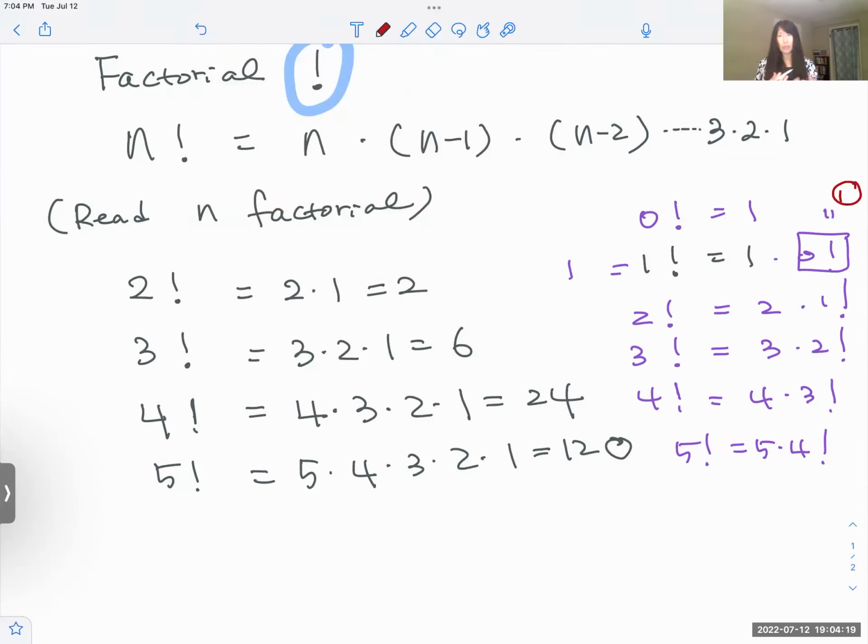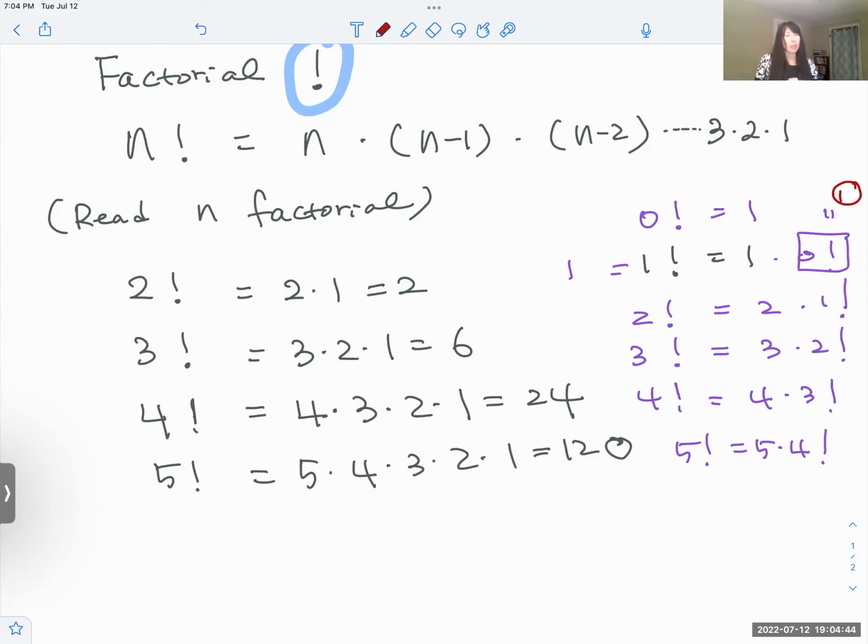So 0 factorial, we said 1. 1 factorial is 1, okay? All right, so we use this for statistics and combinatorics. So how many ways we can arrange things, or combinations or permutations, we use factorial, okay?